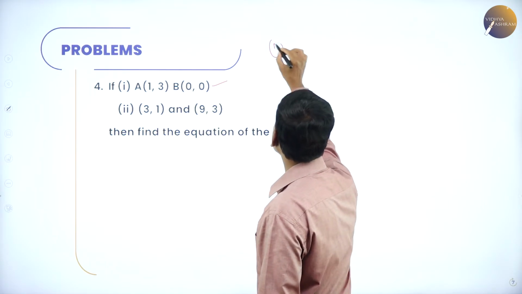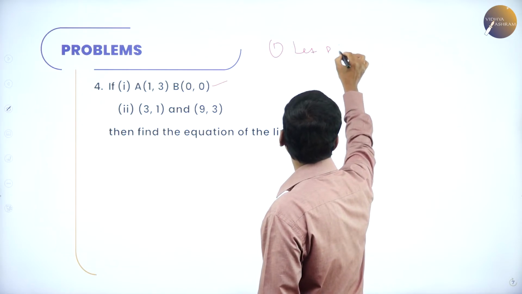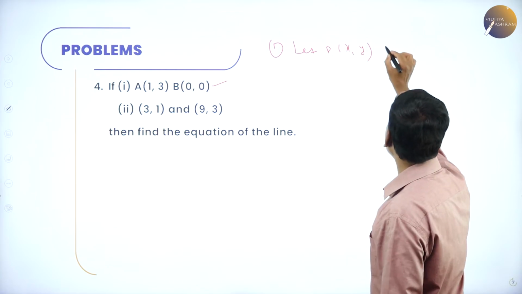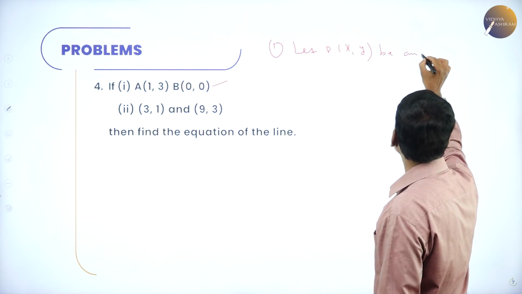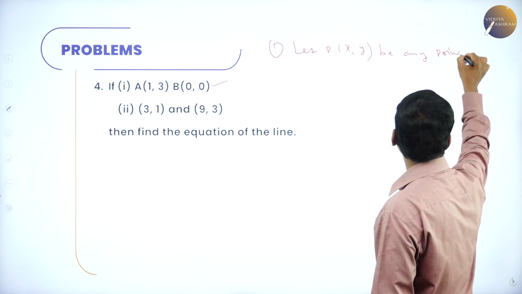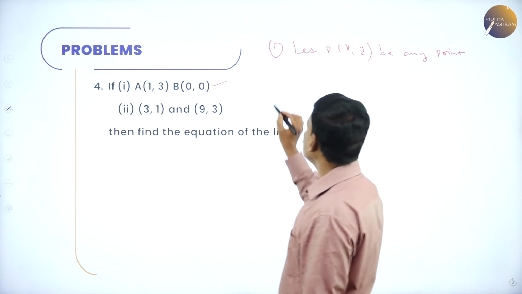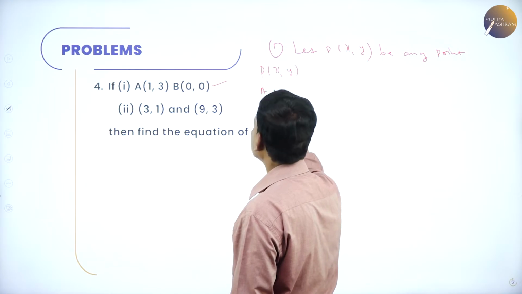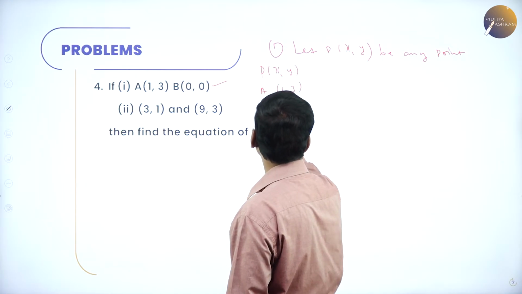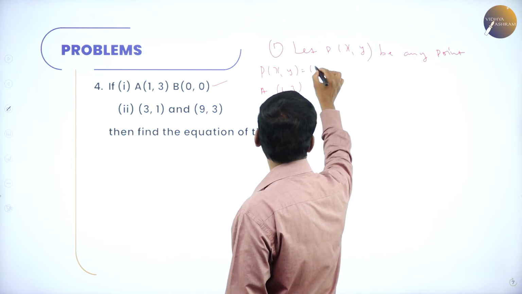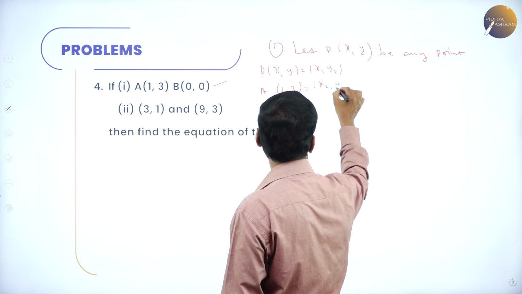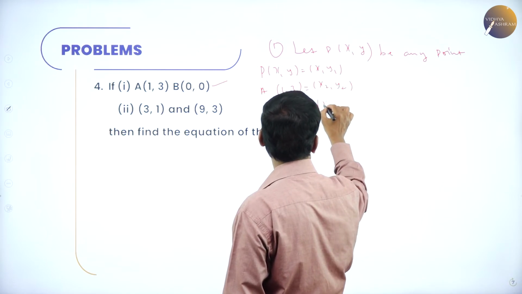First we have to write: let P(x, y) be any point on the line. So let P(x, y) be any point on the line. Therefore P(x, y), A is (1, 3), and B is (0, 0). These are (x1, y1), (x2, y2) and (x3, y3).